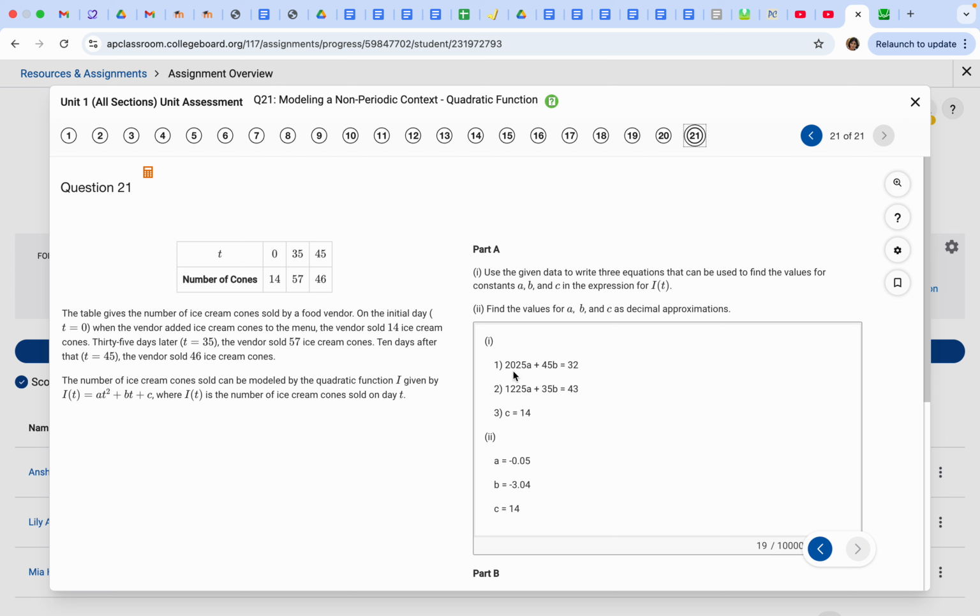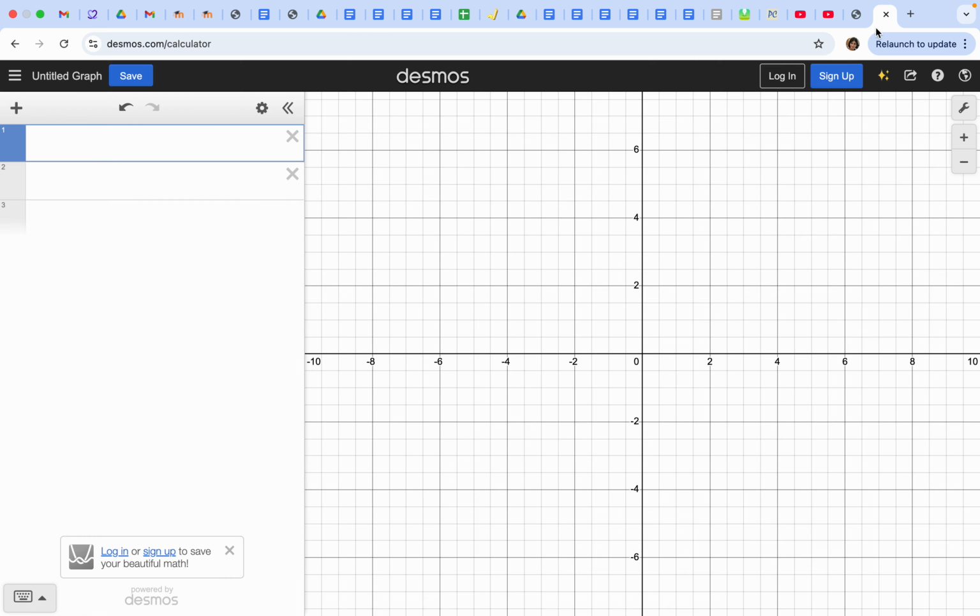And so I'll make a second video on how to do part A algebraically, but I also want to show you how you can make this really fast on your calculator because you're allowed to use it. So if we go into Desmos, we want to go up here to this little plus. We want to add a table.